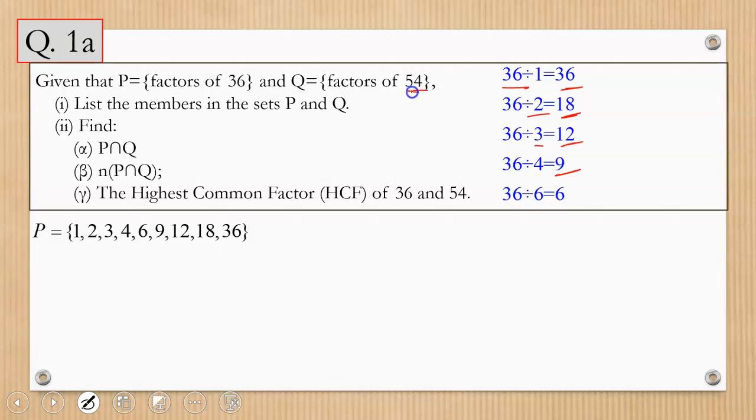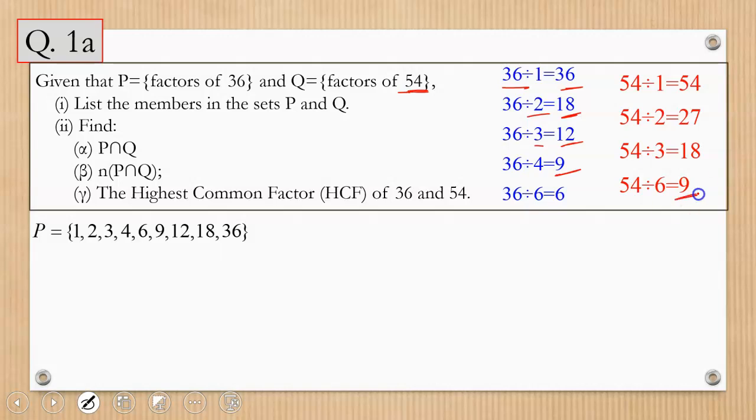Now let's take the next number, which is 54. Again, I'm asking, what are the numbers that can divide 54 without a remainder? And they are the factors. I can start like this. 54 divided by 1 is 54. Divided by 2 is 27. Divided by 3 will give us 18. Divided by 6 will give us 9.